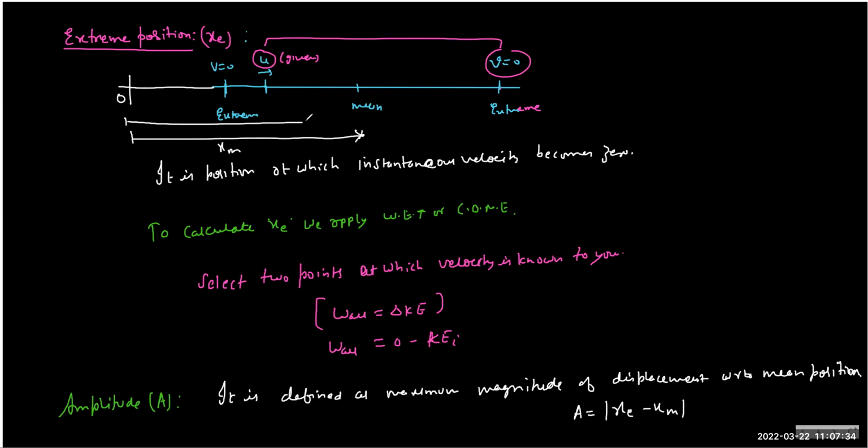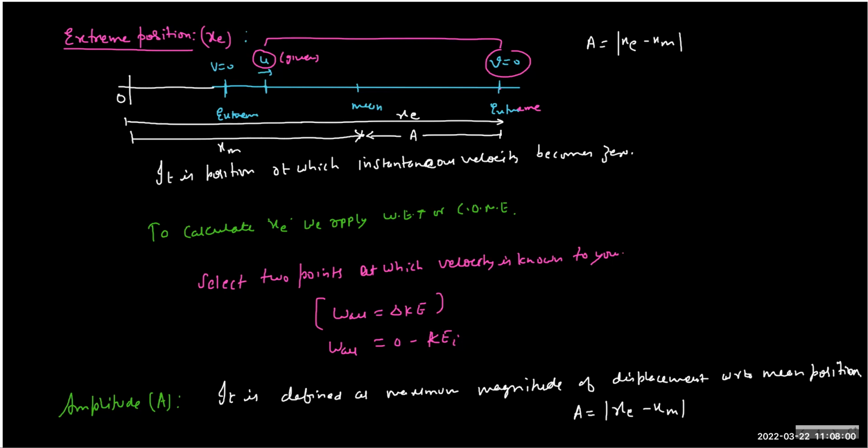This is my x extreme. You can see very far. So my amplitude will be this much. So A is the extreme minus the mean position value, and then take the modulus, because I don't know, it can be on the other side also. So it cannot be negative. It must be positive.